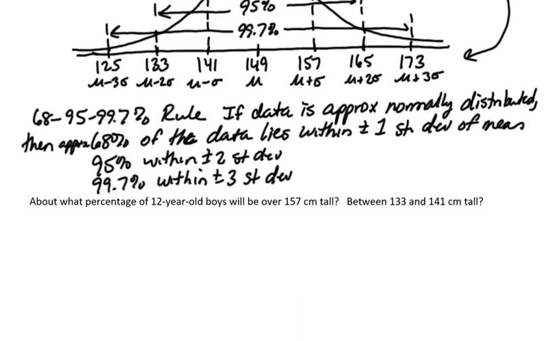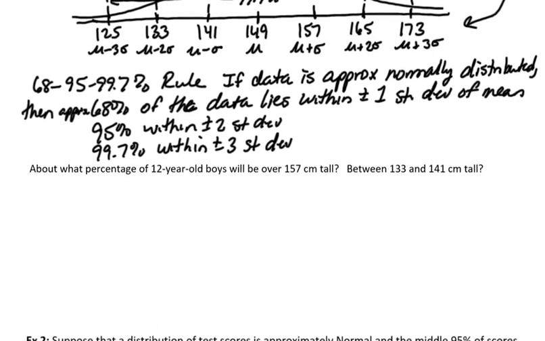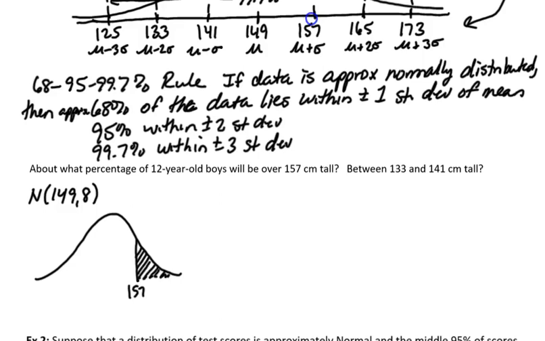First question, about what percentage of 12-year-old boys will be over 157 centimeters tall? Whenever you have a problem like this, you start by naming your model. So I'm going to put the normal model with those parameters. I'm going to make a sketch of my model. I'm going to mark the boundary line I'm looking at, which is 157 centimeters. This happens to be at 1 standard deviation above the mean, so I know it's about right here. And I'm going to shade the area that I am trying to find, and this would be the area above.